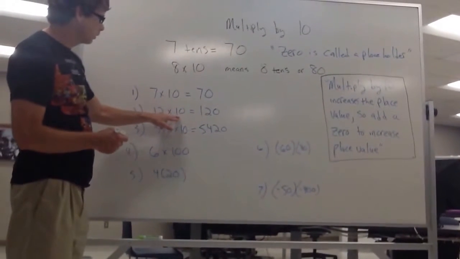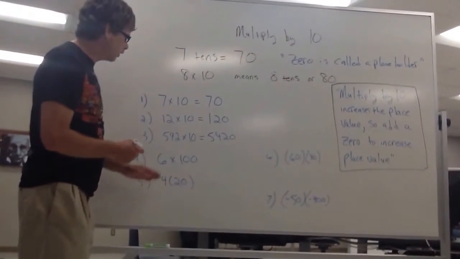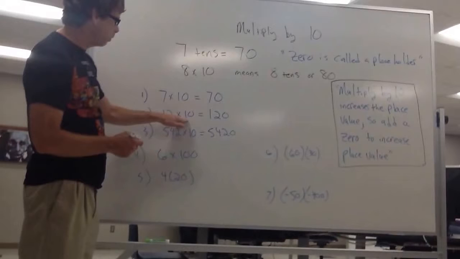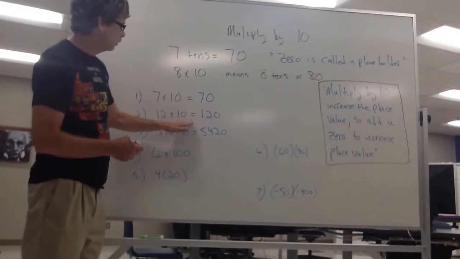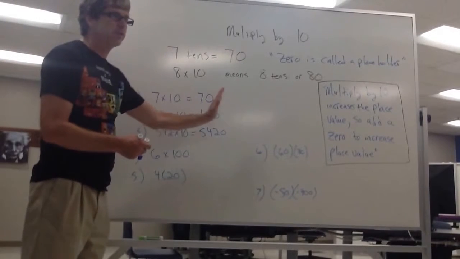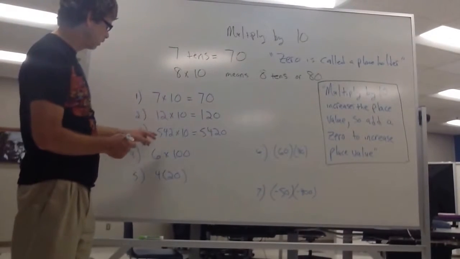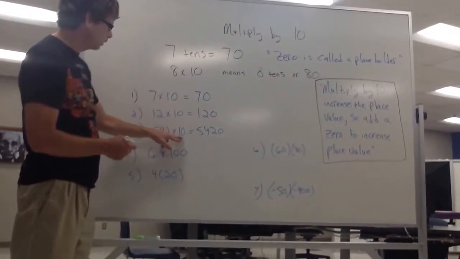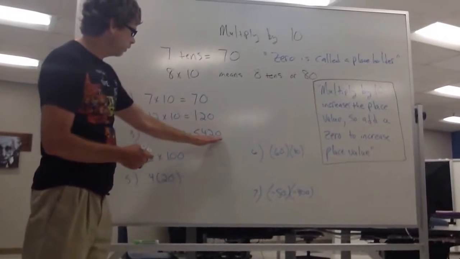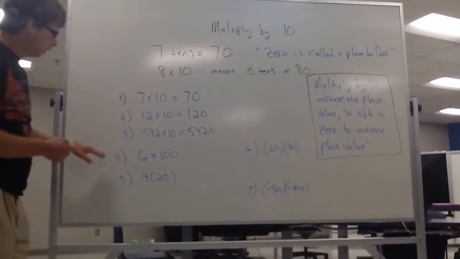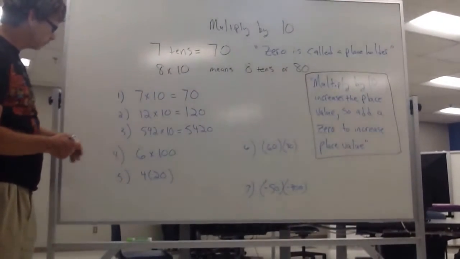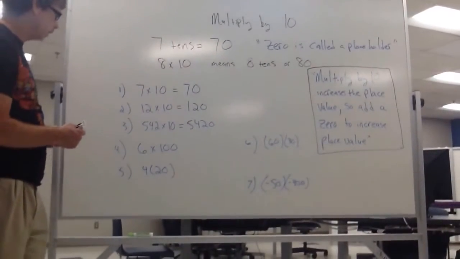12 times 10 is 120. Another way to look at it though is you got this 12. Multiplying by 10 means you have 12 tens, or you simply just stick a zero on in there to shift the place value over to 12 tens. 542 times 10, again, all I got to do is add a zero, and that's going to shift over my place value for me.